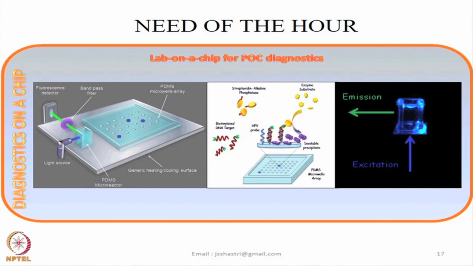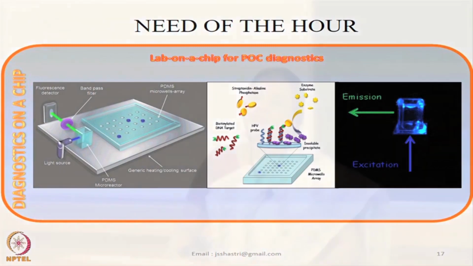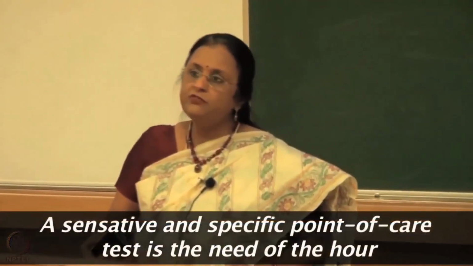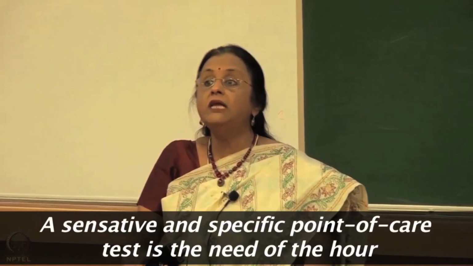Okay, so this is food for thought for all you bright students. We need a very sensitive and specific test which is available at the bedside. The sample also need not go to the laboratory. At the bedside, you can do this test.